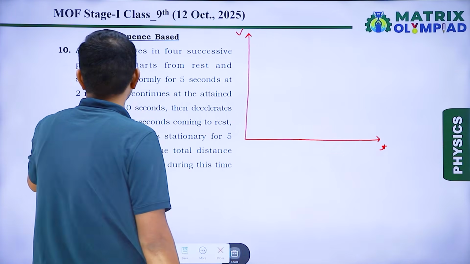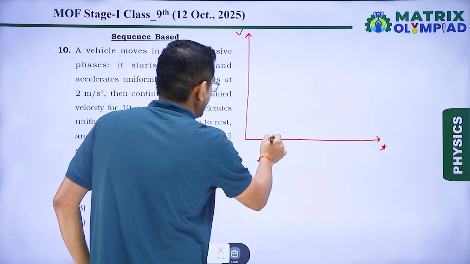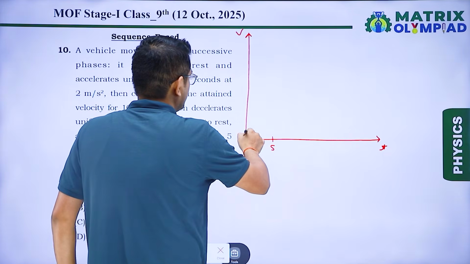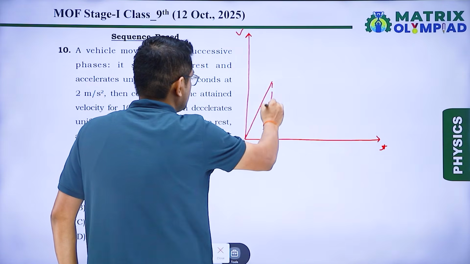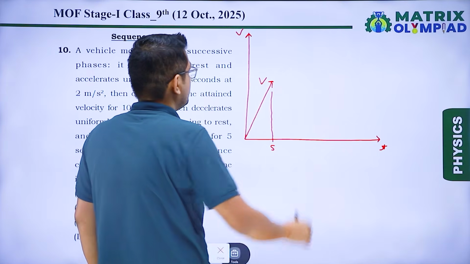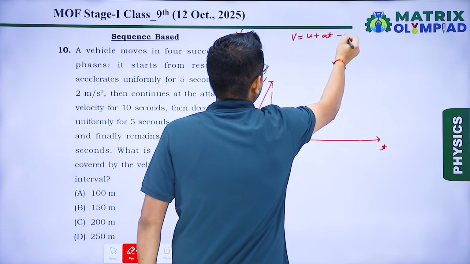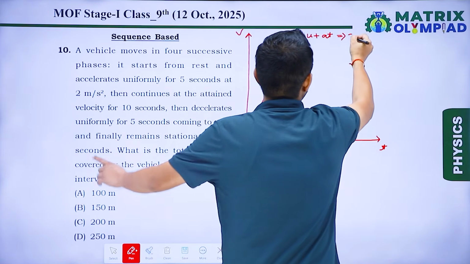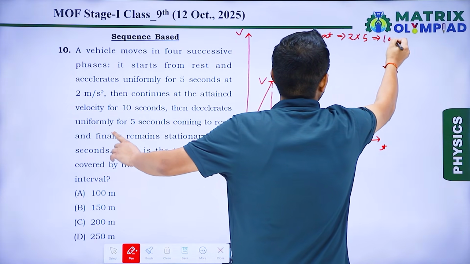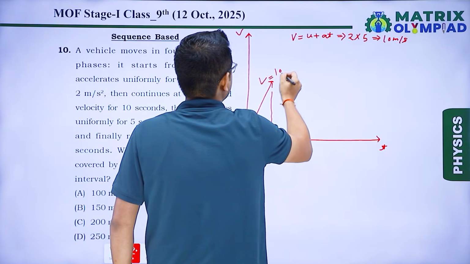Okay, in the first session, the acceleration was 2 meters per second squared and it was for 5 seconds. So I am writing on the time axis 5 seconds. Okay, so it was accelerated. Let's say it reaches this point where the velocity is v, and for finding v we'll use v equals u plus at, where u is 0, a is 2 and time is given as 5 seconds, so it becomes 10 meters per second. So here the value of v is 10.